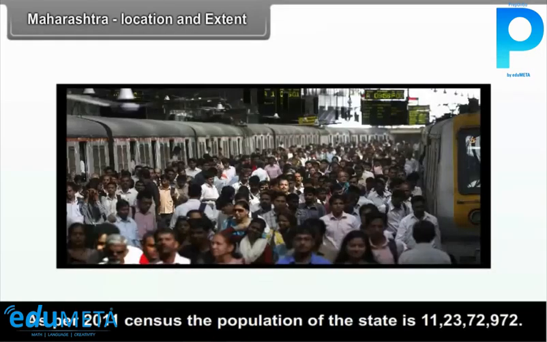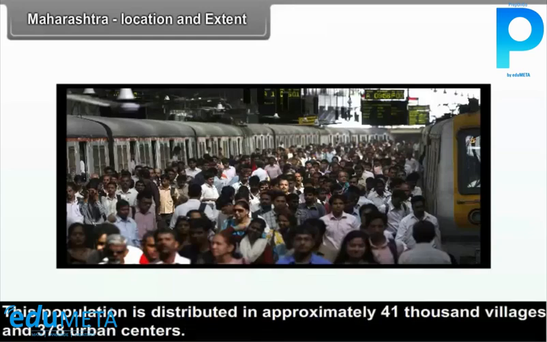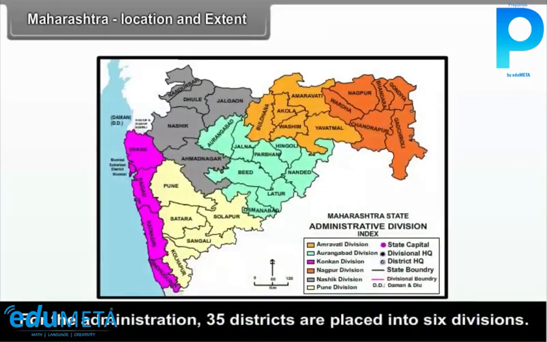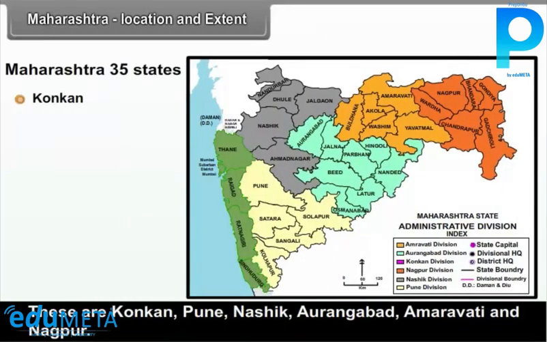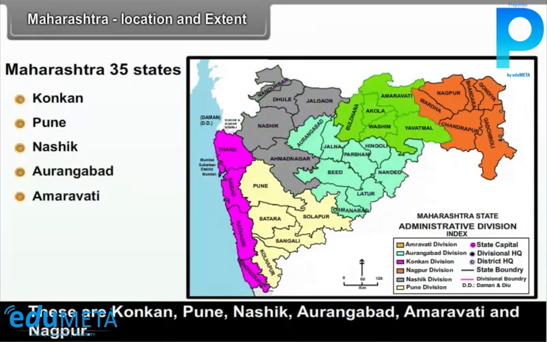As per the 2011 census, the population of the state is 11 crores 23 lakhs 72,972. This population is distributed in approximately 41,000 villages and 378 urban centers. For the administration, 35 districts are placed into 6 divisions. These are Konkan, Pune, Nasik, Aurangabad, Amravati and Nagpur.